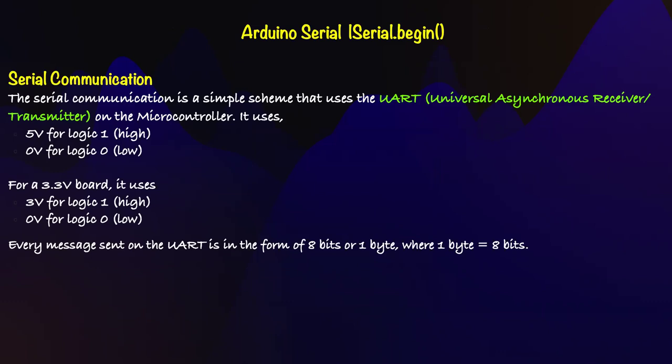Now comes Arduino Serial.begin, whatever we say. Serial communication is a simple scheme that uses the UART, the universal asynchronous receiver transmitter. Okay, so 5 volt for logic 1, that is high, and 0 volt for logic 0, that is low. When it is a digital pin, 5 volt and 0 volt are represented by high or low. Now, every message sent on the UART is in the form of 8 bits. That is 1 byte basically, where 1 byte equals 8 bits.